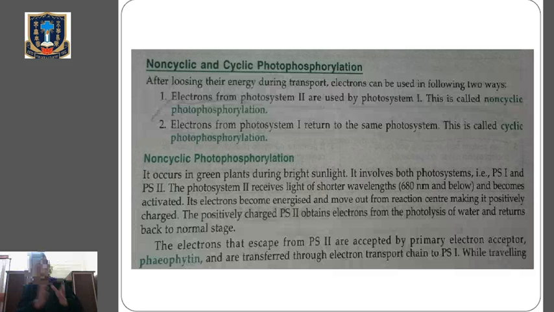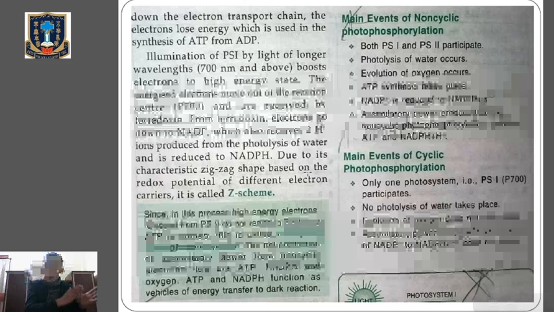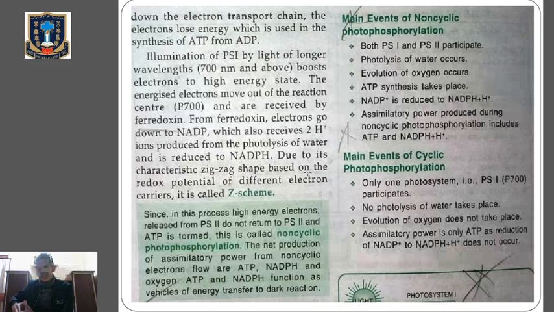So the electron that escapes the PS2 will be accepted by the primary electron acceptor, that is pheophytin, and will be transferred through the electron transport system from PS2 to the PS1. Clear? Now while traveling down the electron transport chain, listen, you have to follow that figure, that diagram 13.12, and it will be clear for you. So once the electron moves downhill through the electron transport system, it will lose energy. Clear?